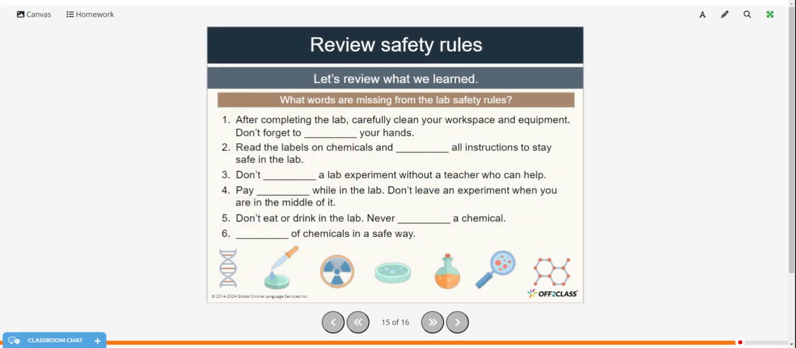All right, so you're going to review what you learned and fill in the missing words. You can pause the video, try that on your own, and then restart when you're ready to check your answers. After completing the lab, carefully clean your workspace and equipment. Don't forget to wash your hands. Read the labels on chemicals and follow all instructions to stay safe in a lab.